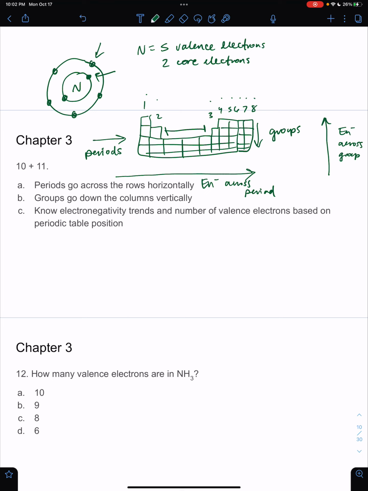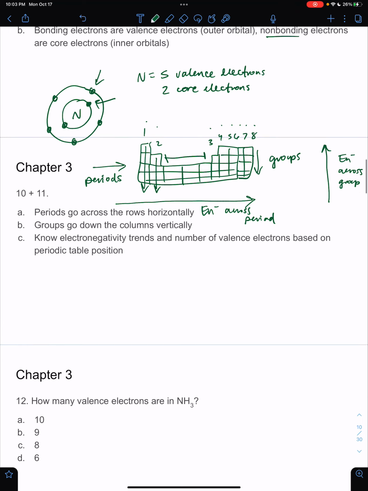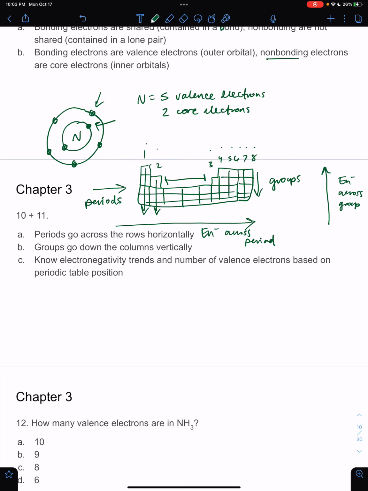So it's going to go 3, 4, 5, 6, 7, 8 as you move across the groups. Everything in this first group is going to have 1 valence electron, and then that trend continues across. Everything in this group will have 2 valence electrons. So just some things to keep in mind regarding periods and groups.